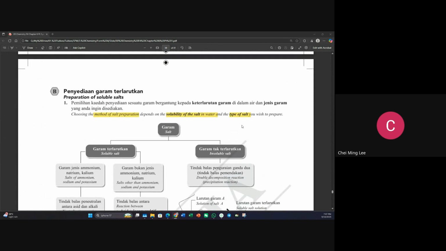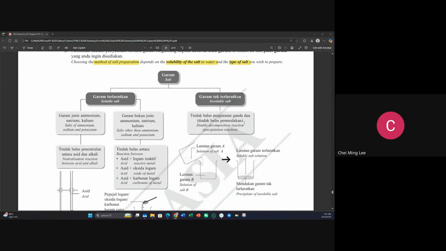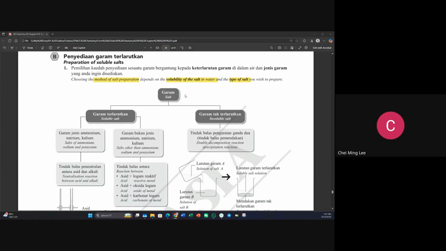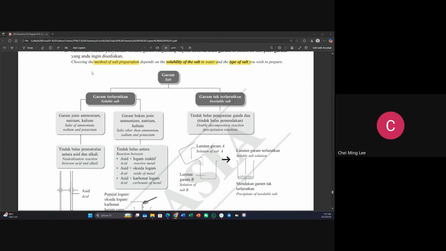Let's see the preparation of soluble salt. Choosing the method of salt preparation depends on the solubility of the salt in water and what type of salt we want to prepare. For salts related to ammonium, sodium, and potassium, which are soluble salts, we use the neutralization reaction between the acid and alkali.